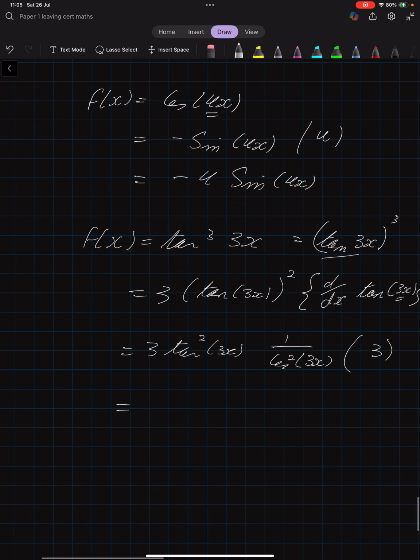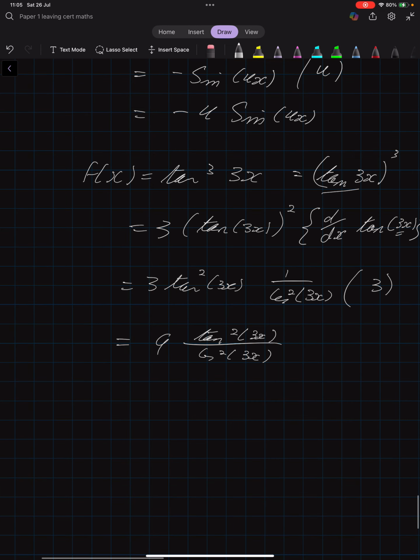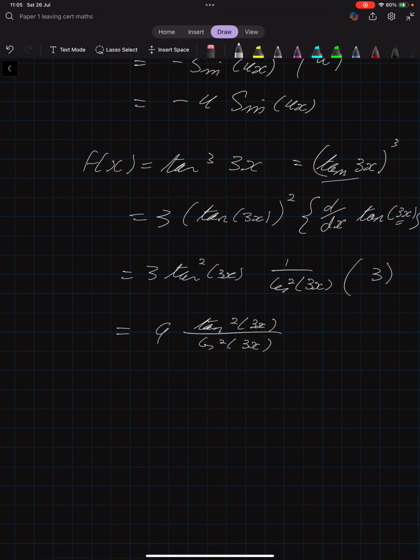So this is just 9 tan squared 3x over cos squared 3x, like this. Okay? So that's it.